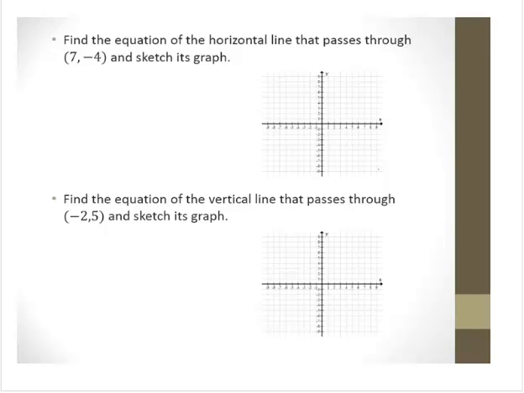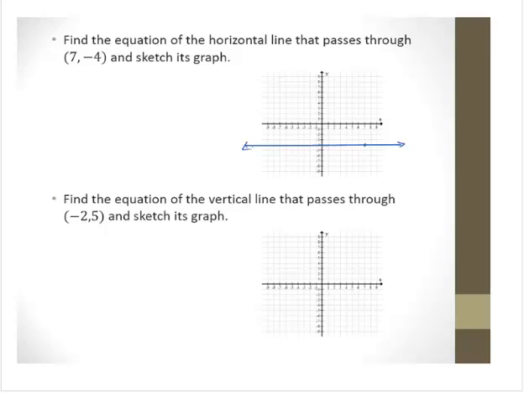Find the equation of the horizontal line that passes through (7, -4), and sketch its graph. I'm actually going to do this in the other direction. I'm going to sketch the graph first. All right, so passing through (7, -4), well, here's the point (7, -4). The horizontal line is the line that goes just left, right. It doesn't move up or down. So there's the horizontal line.